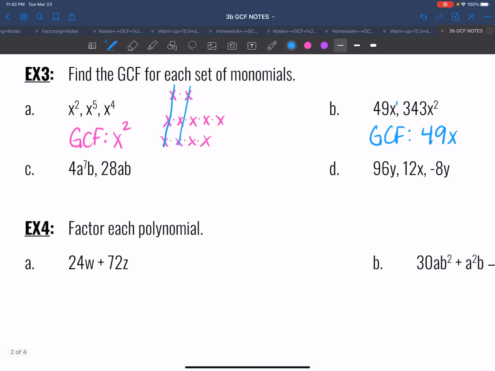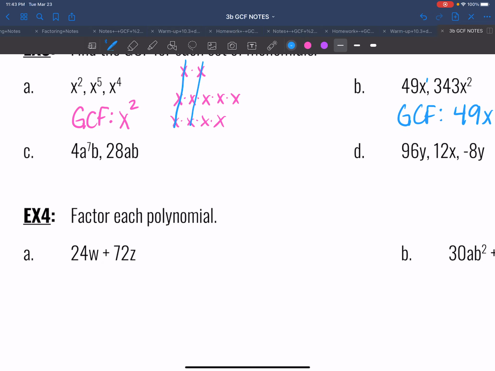On example C, we've got 4a to the 7th b and 28ab. To identify the GCF for this one, we're going to start, of course, by finding the GCF of the coefficients, 4 and 28. 4 is a factor of 28, so that's going to be the greatest common factor. 4 divides evenly into 28.